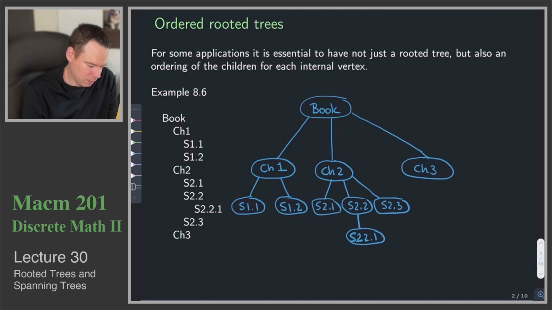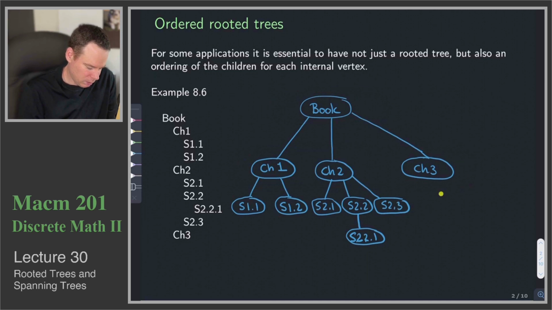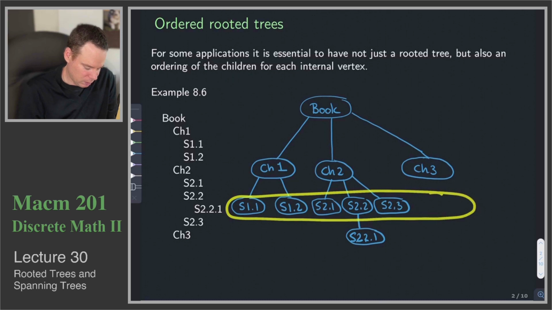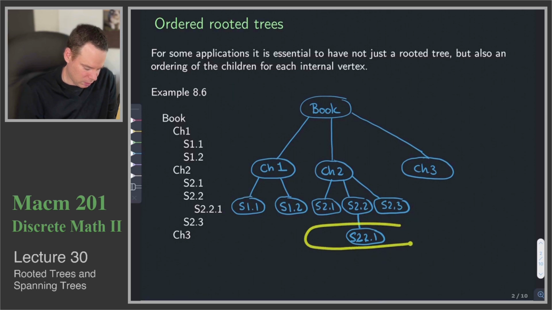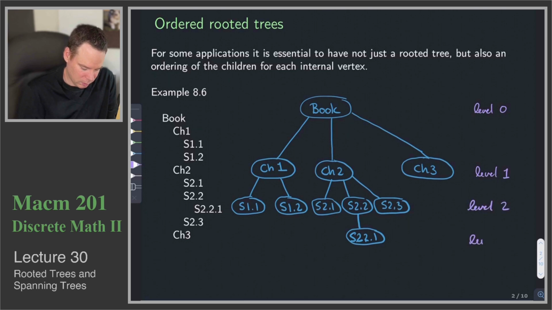We also have listed them by their levels, the root or level 0, the chapters being level 1, the sections being level 2, and the subsection being level 3. So we can even jot that in here. This is level 0. We've got level 1, level 2, and level 3.